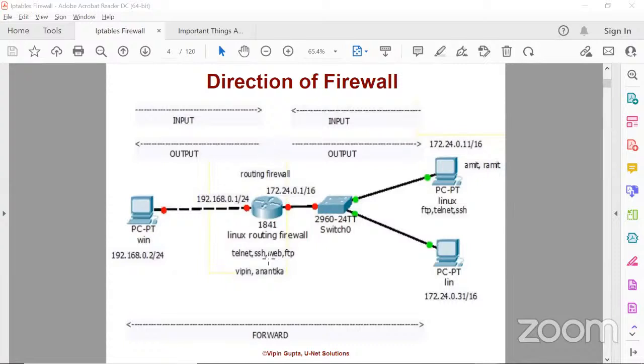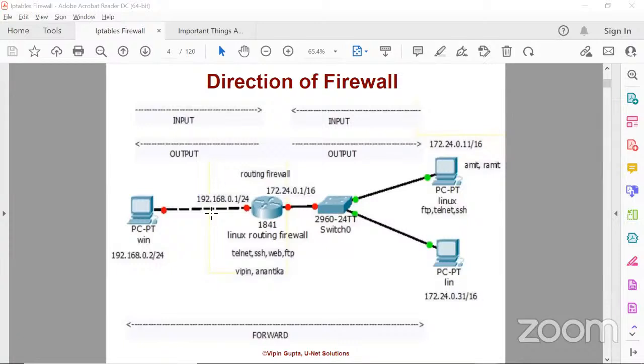In my case, although in the diagram I am showing it as a Cisco router, actually I have taken one Linux system. In the Linux system I have put 2 LAN cards. One LAN card has the address 192.168.0.1, so that it can communicate with this system, and the other has the address 172.24.0.1, so that it can communicate with this system. So in this case, I have implemented the routing facility also.